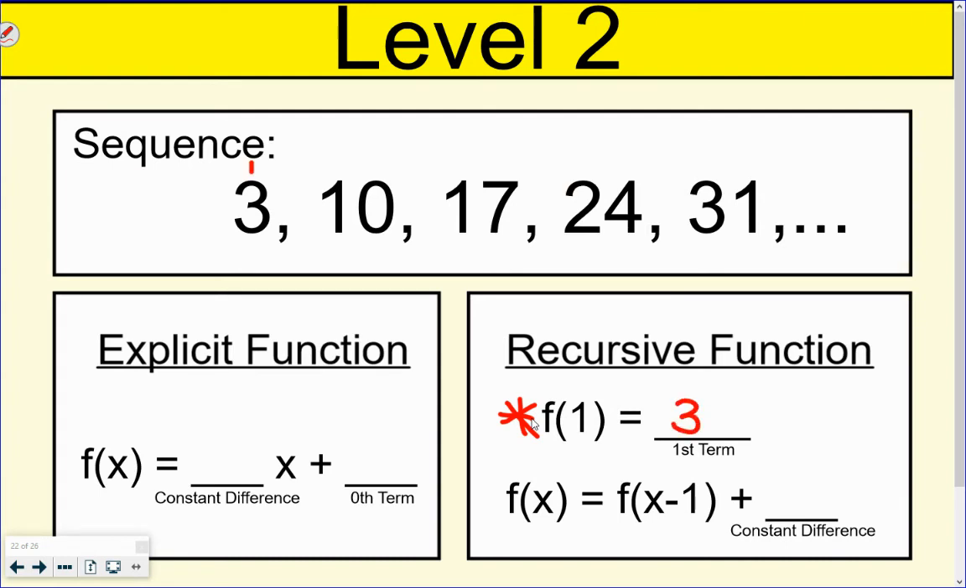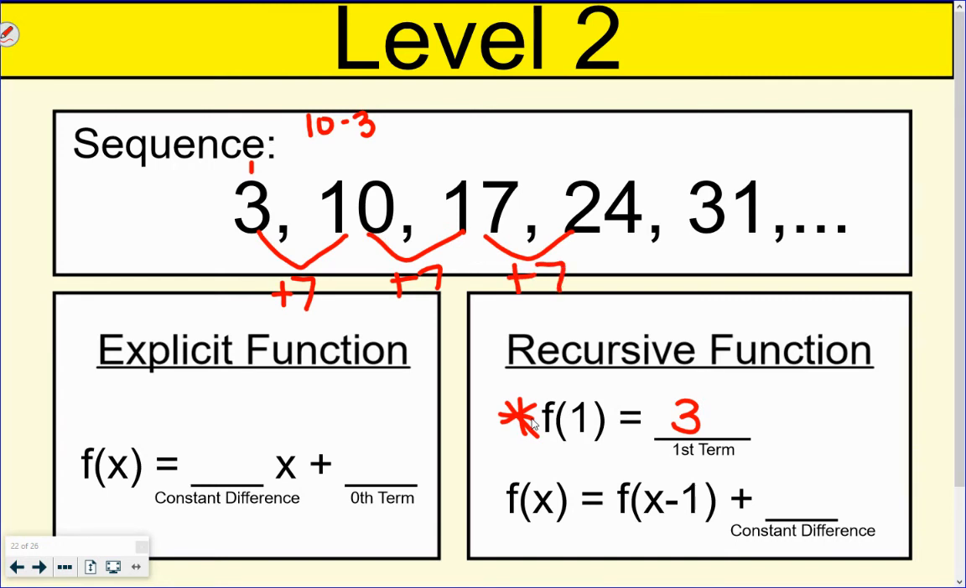It is 3. The next thing I say is, what is my pattern? How am I getting from 3 to 10? If you're not sure, you do 10 minus 3. That gives you 7. So I know that because it was a positive 7, it means I'm adding 7. And go ahead and check it. Is it adding 7? Yep, it is.